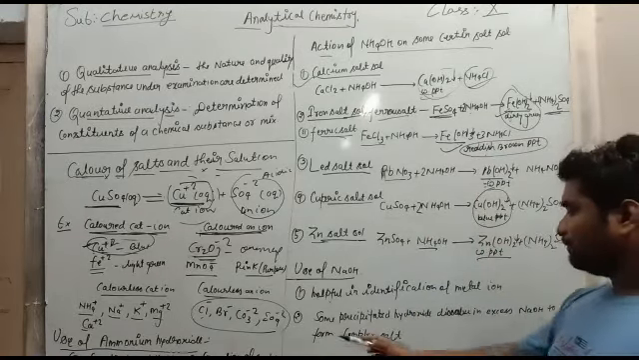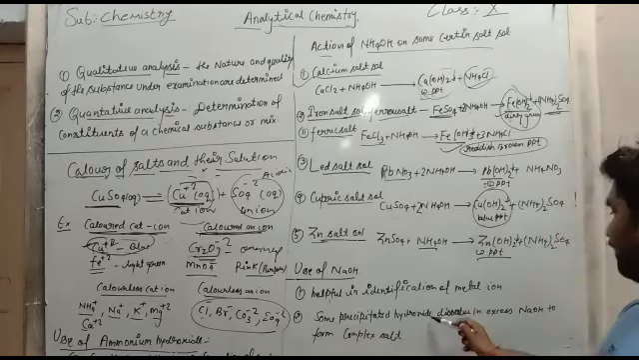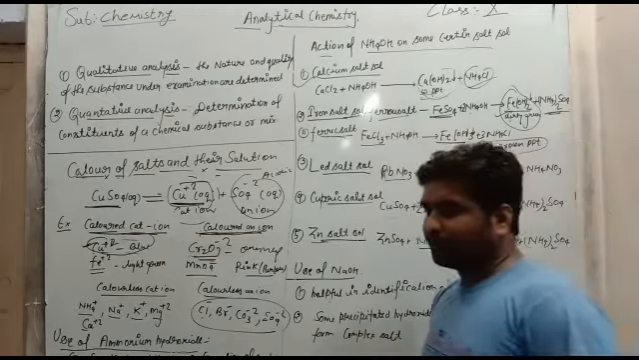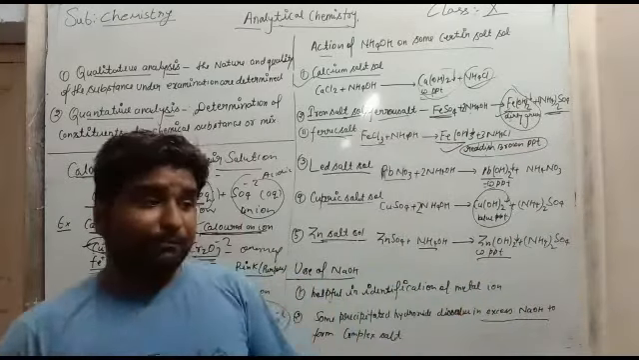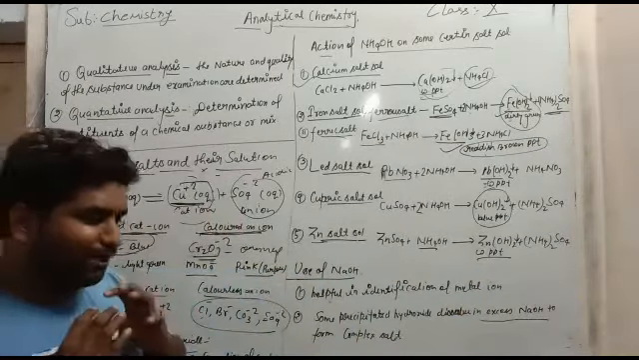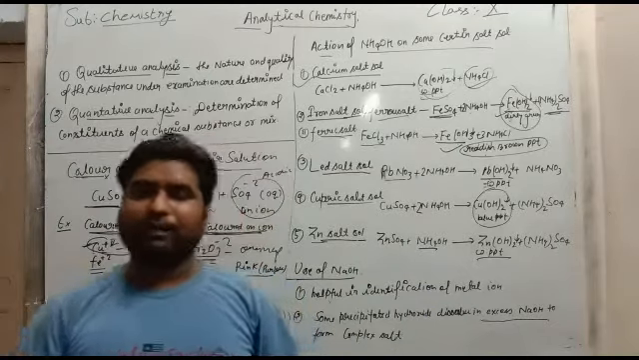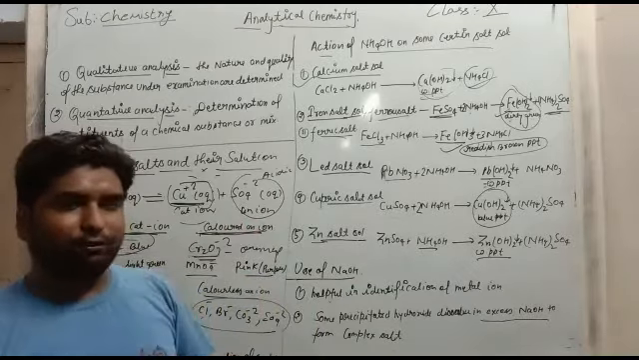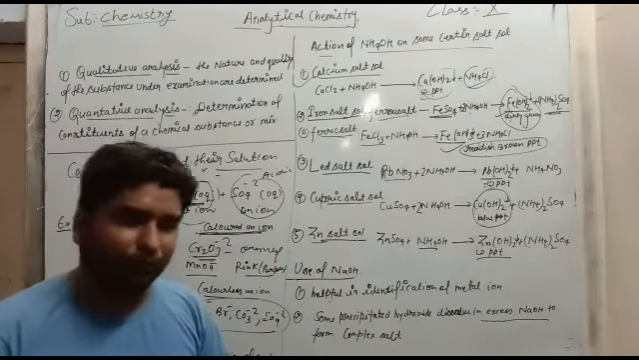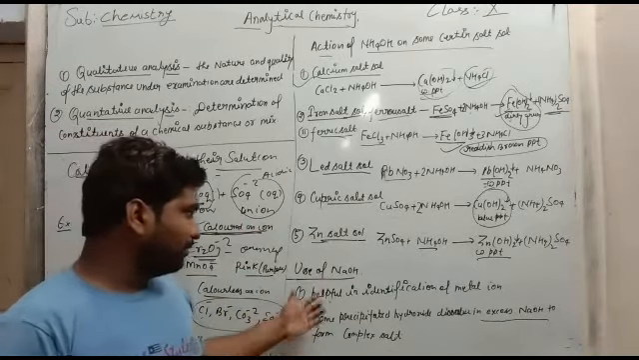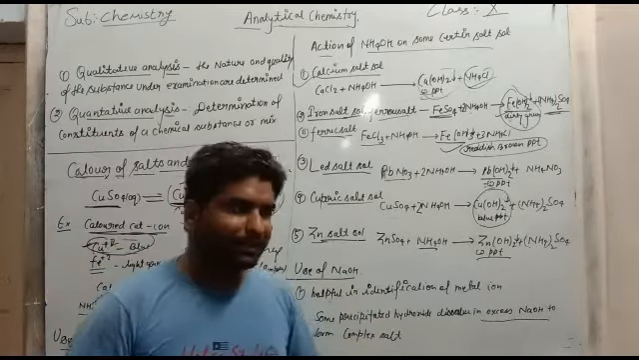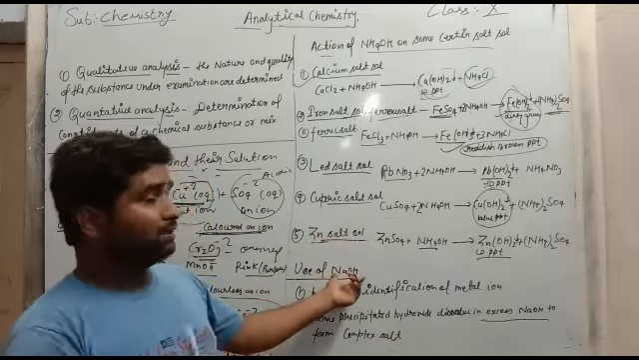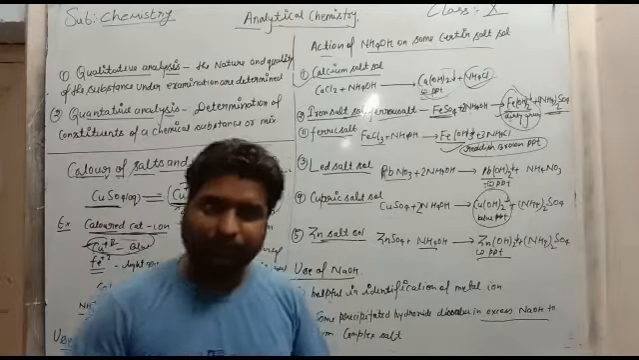Next, some hydroxide precipitates dissolve in excess NaOH, that means when a complex salt is formed. Any precipitate formed dissolves when we add an excess amount of sodium hydroxide, and gets converted to a complex salt. So this is the use of sodium hydroxide. After this we will discuss the action of NaOH on certain salts. Okay students.